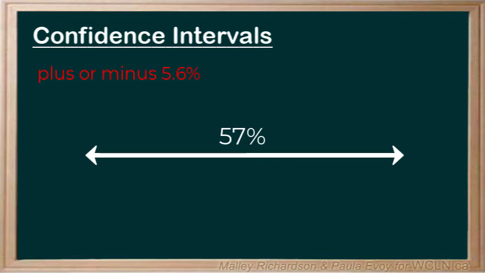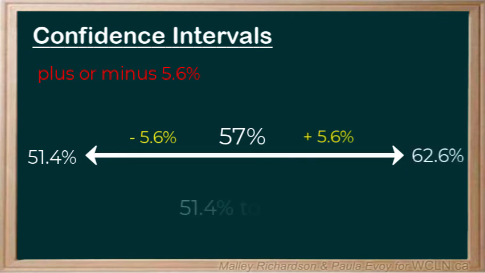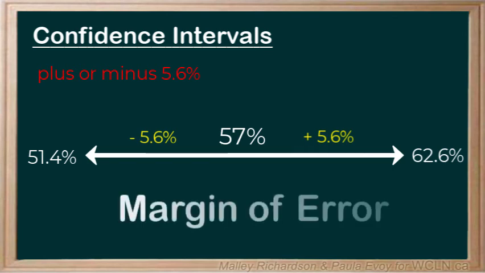On the lower side, we have 57% minus 5.6% to give us 51.4%. And on the upper side, we have 57% plus 5.6% to give us 62.6%. So we have a range from 51.4% to 62.6%. And this is called the margin of error.